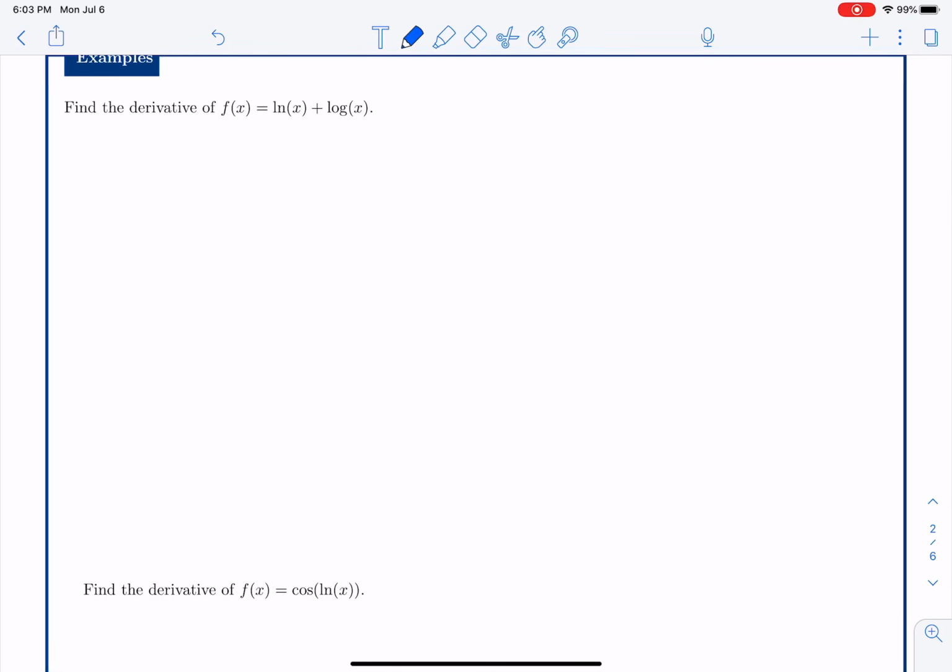Okay. So we want to find the derivative of f of x, which is ln of x plus log of x. Now, log of x is not of the natural base. The base is 10. So we have to write it as log base 10 of x. So the b in this case is 10.